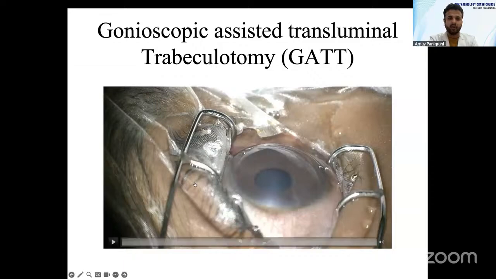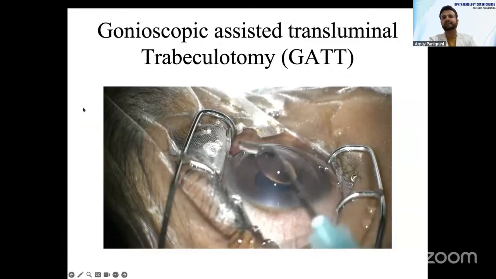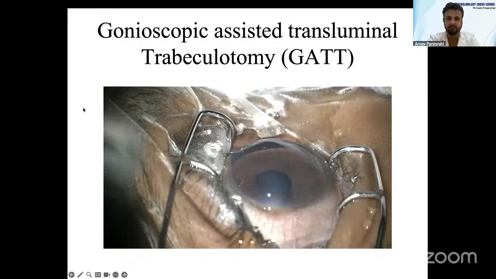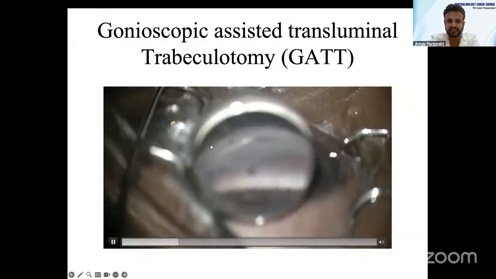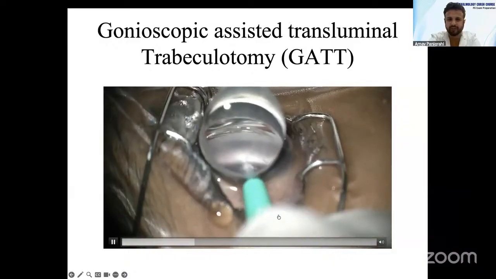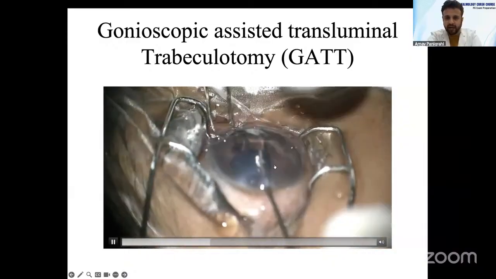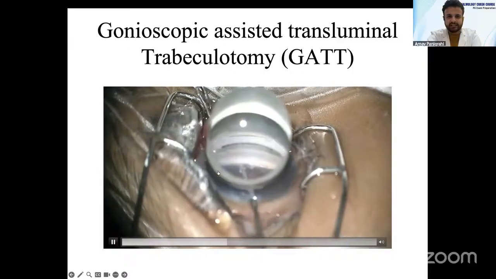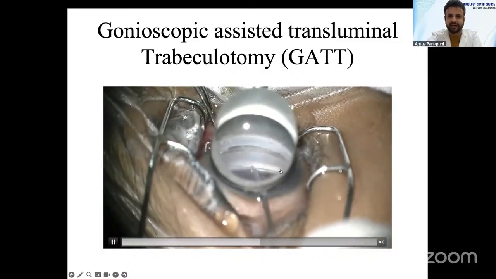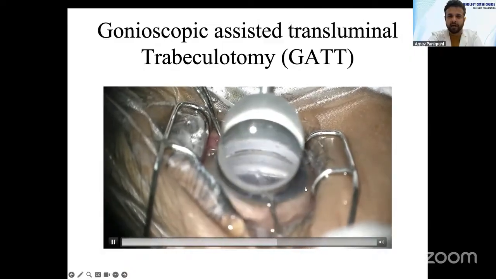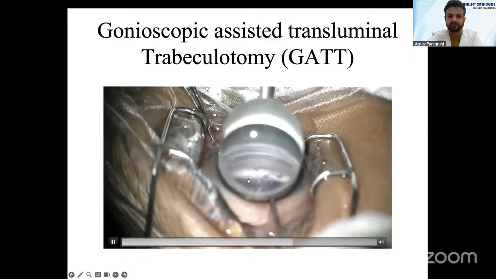So this is what we do in gonioscopy assisted transluminal trabeculotomy, where we are able to treat 360 degrees of the angle. So here we can see high iris processes and poor differentiation of the angle. I've made a goniotomy cleft. This is the 6-0 Prolene whose tip has been cauterized, and we are threading it into the Schlemm's canal. It passes around the eye and comes out from the other side.